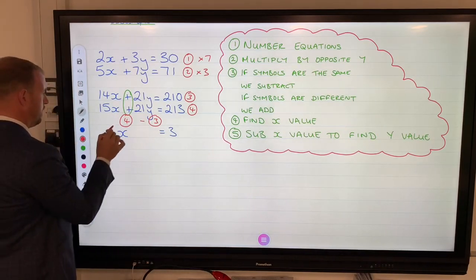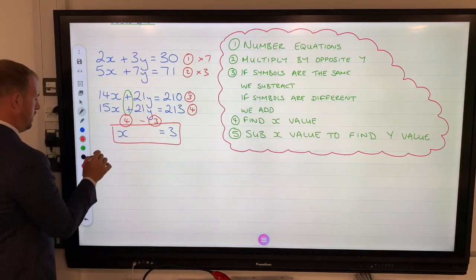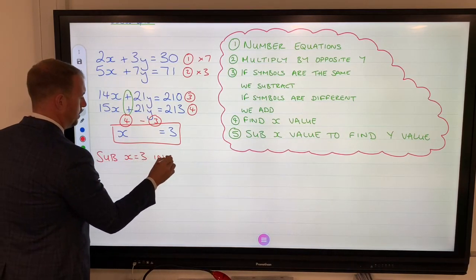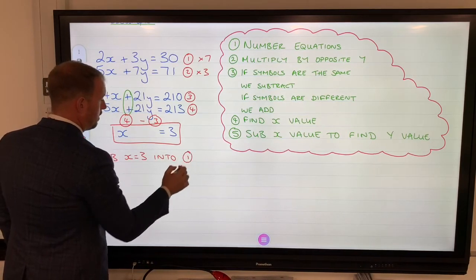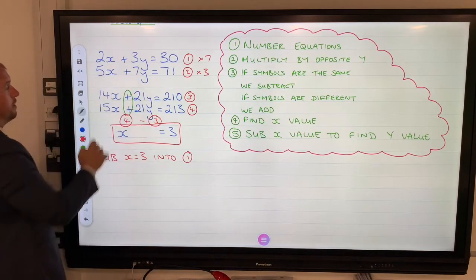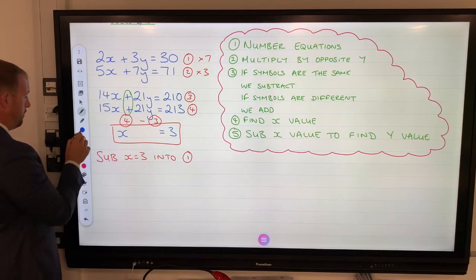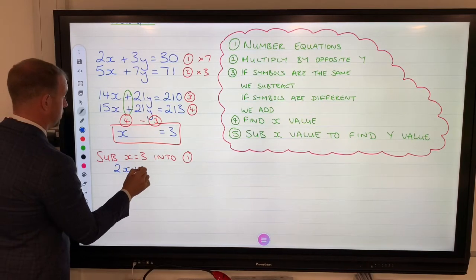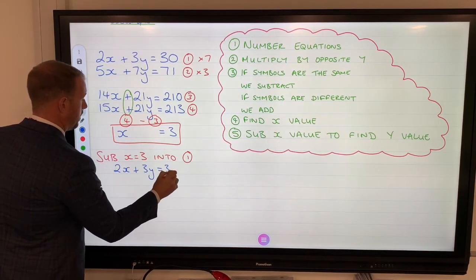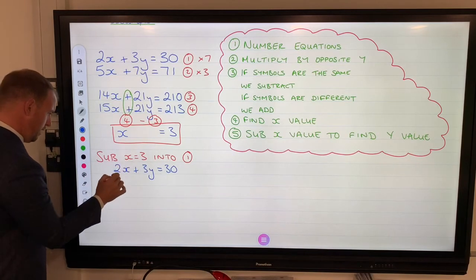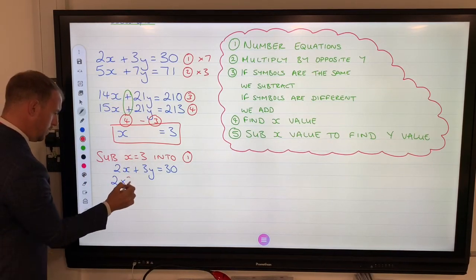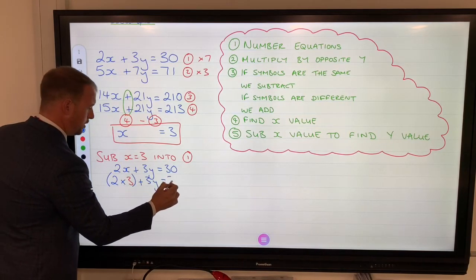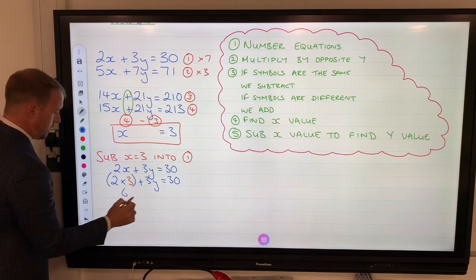Right, so I've now got an x value. Let's sub x equals 3 into, let's go for equation 1 again. I'm picking 1 because it's positive. Both of these are positive, so it doesn't really make a difference. Let's go for 2x plus 3y equals 30. So if x is 3, that means 2 times 3 plus 3y is 30.